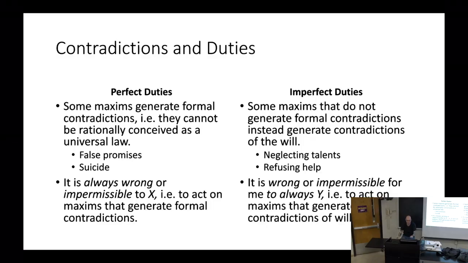Everybody see, right? So it's always wrong or impermissible to X is how to understand perfect duties. And then it's wrong or impermissible for me to always Y. So it would be wrong or impermissible for me to always pick self-indulgence over cultivating my talents. Or it would always be wrong for me to refrain from acting charitably, right? I have to do it sometimes, but it's up to me how I do that. So contributing to other people's happiness is an imperfect duty according to Kant.